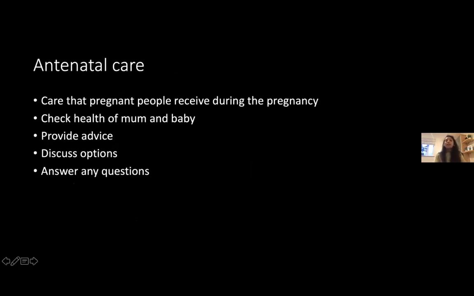So antenatal care is the care that pregnant people receive during the pregnancy, and it's to check the health of the mum and baby. It's to provide advice for the pregnant person, discuss their options, and answer any questions that they may have as well.